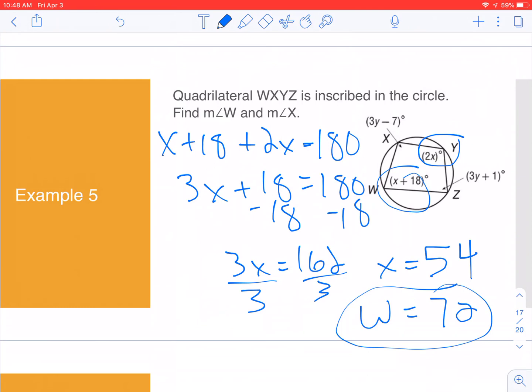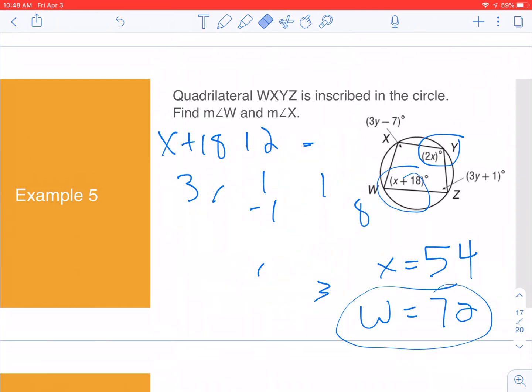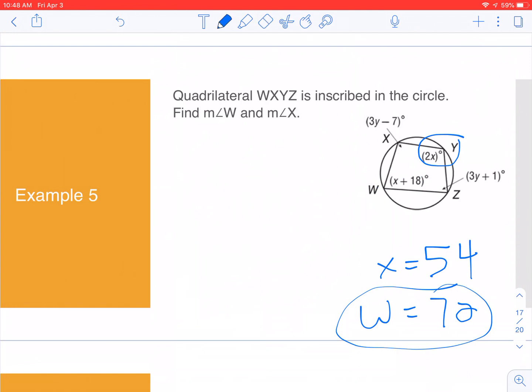And then to do Y, I would add those two up. I'll just set it up for you. 3y minus 7 plus 3y plus 1 equals 180. And solve for y, and then plug it back in.